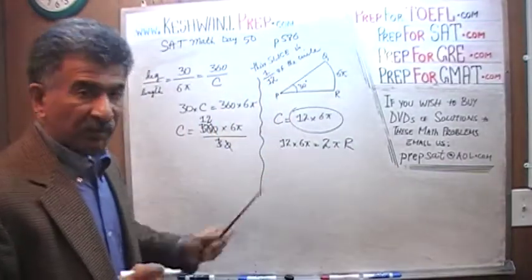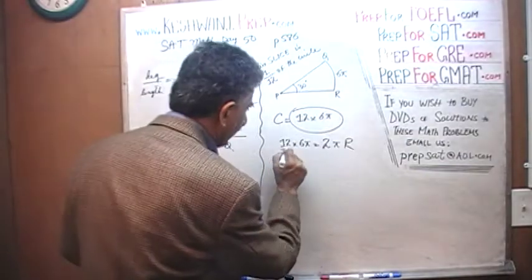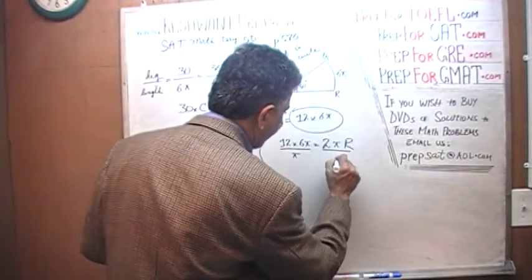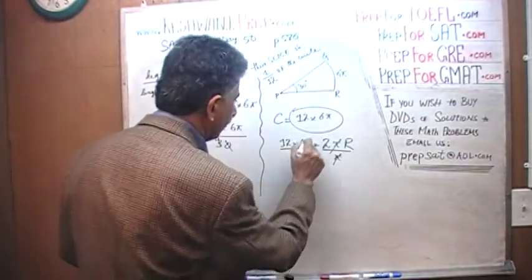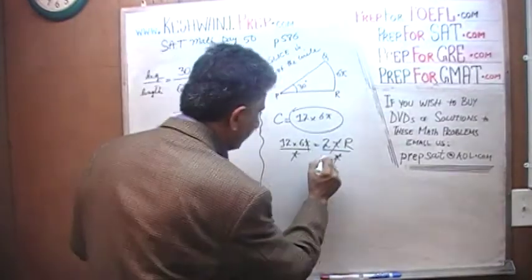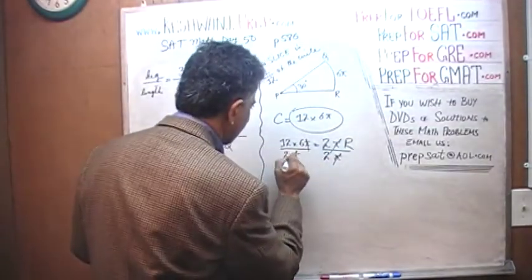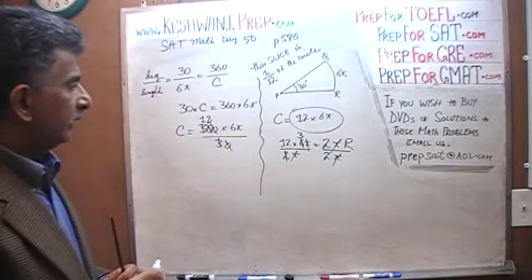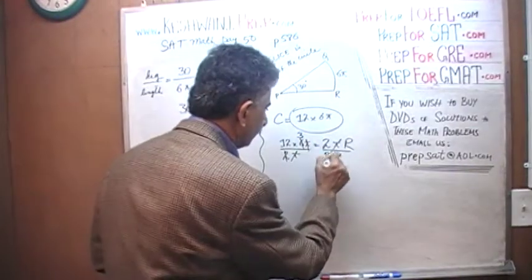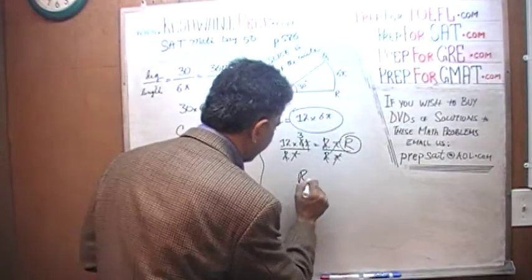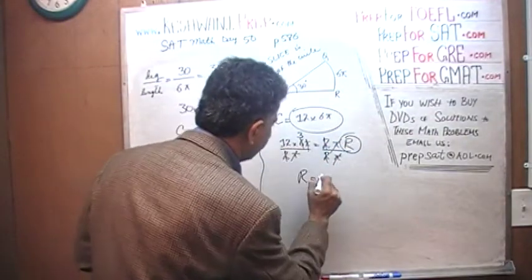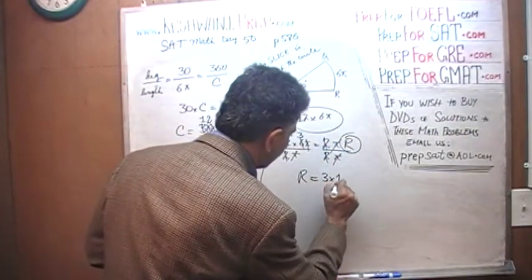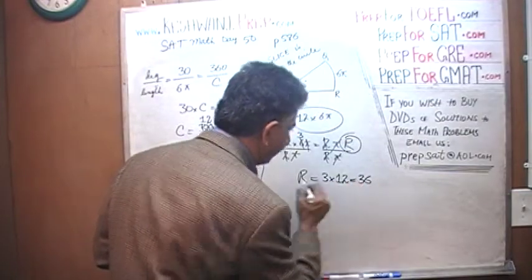If we divide both sides by pi, pi will drop out, and if we divide both sides by 2, this 2 will drop out and the 6 will turn into a 3. And that's our radius. So radius equals 3 times 12, or 36.